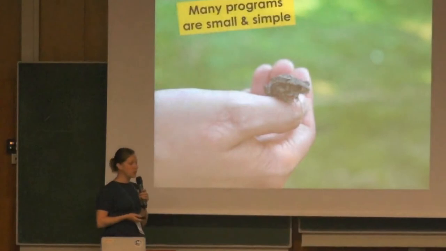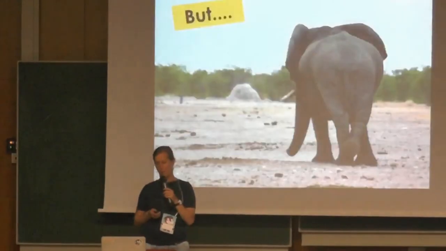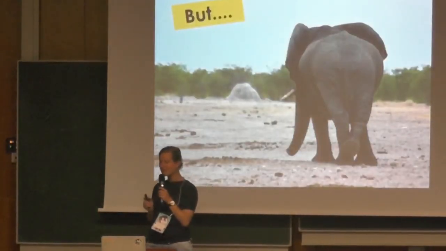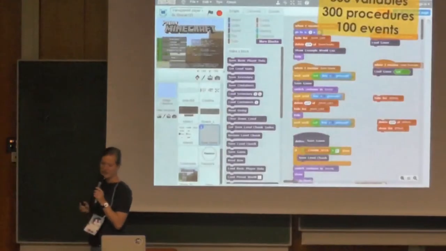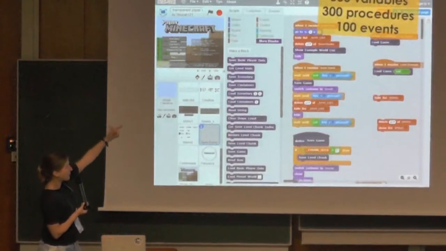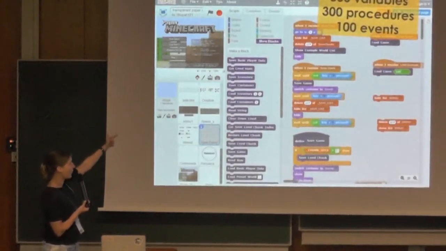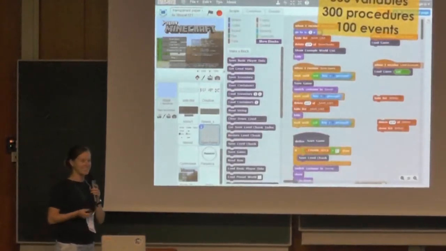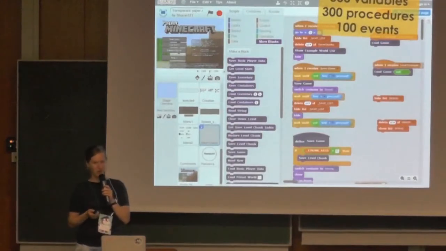So most programs are really small and simple, but we found some interesting examples. Here, for example, is a recreation of Minecraft created in Scratch with 300 variables, 300 procedures, and over 100 events. So those things are really quite big.